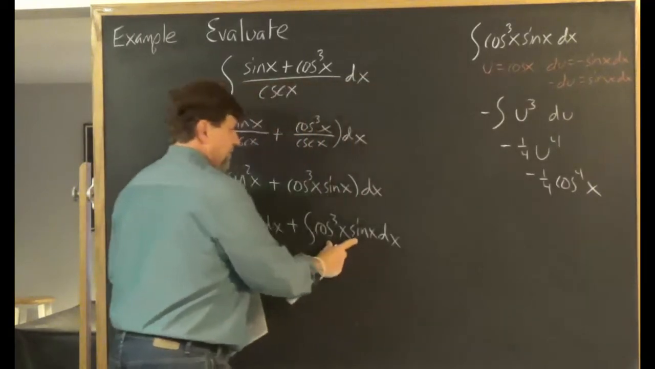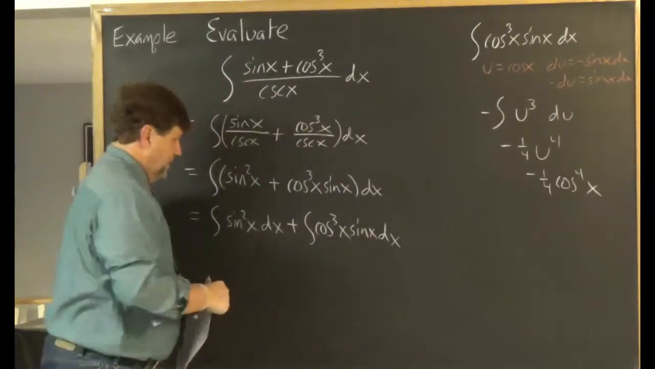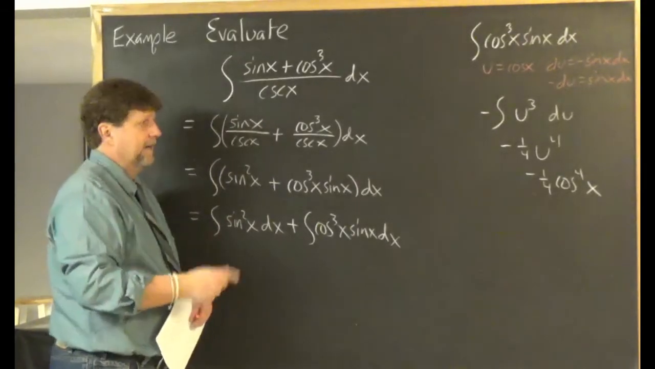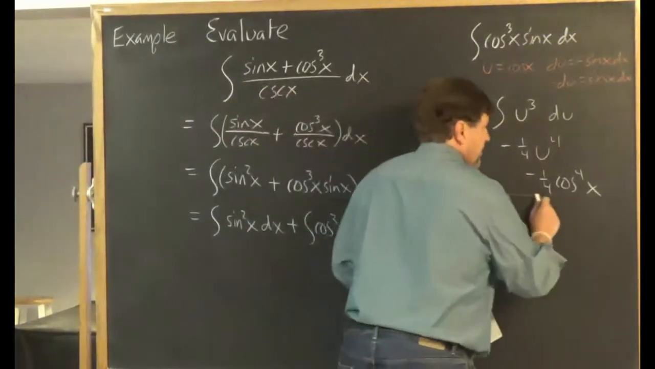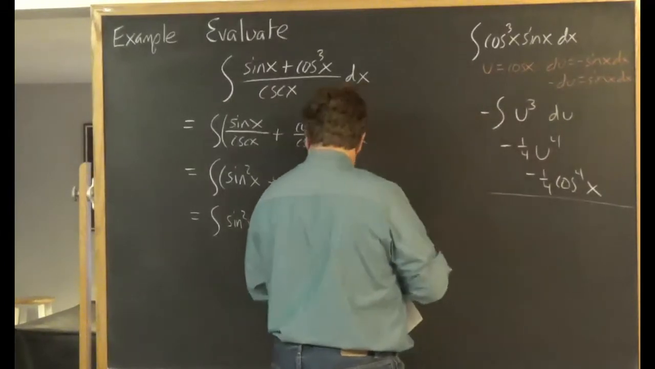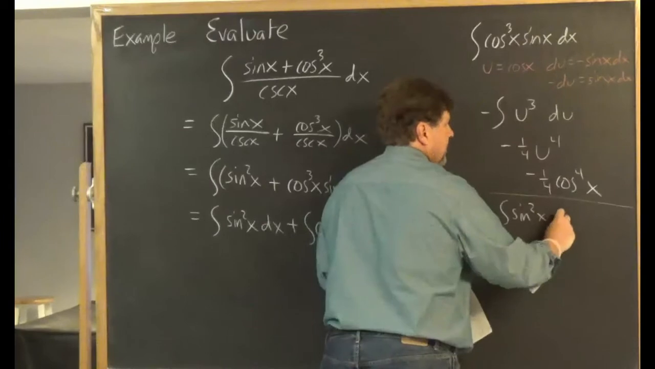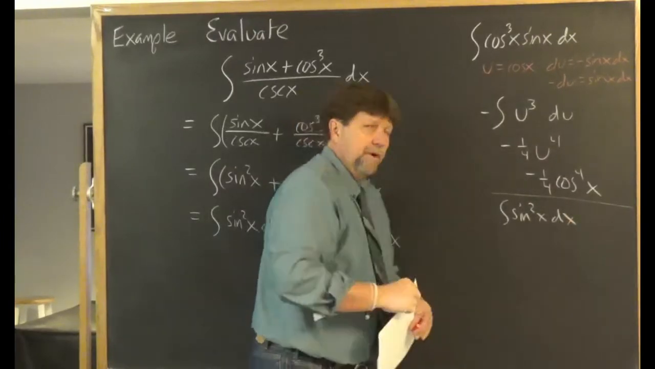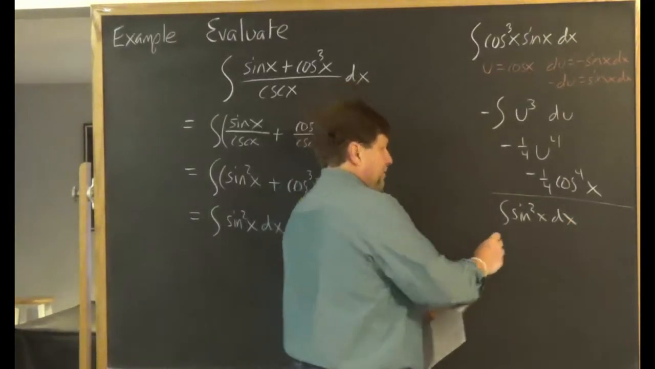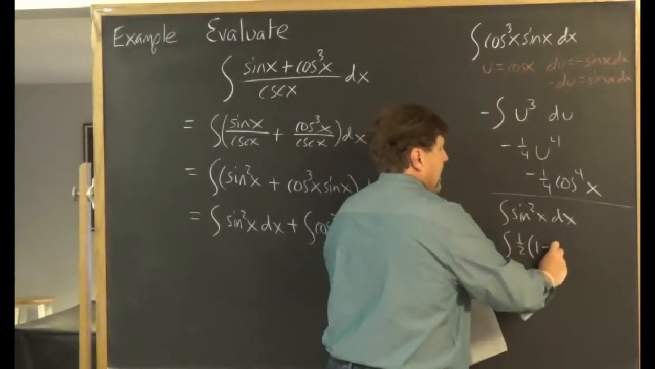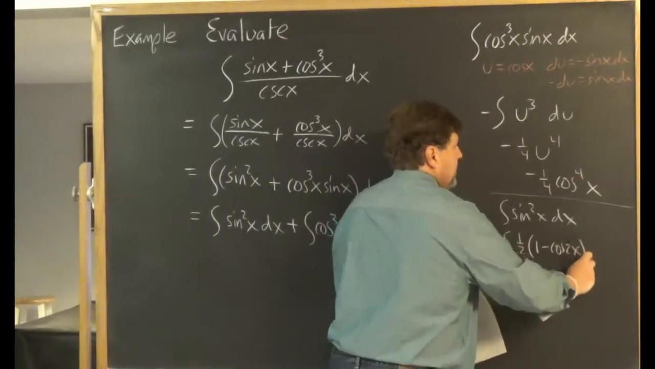Alright, so this one, done. The antiderivative of sine squared x dx. I reviewed this before we left the slides, so let me pull it over here to attack it. This is one where you use that power reducing identity: sine squared x is 1/2 times 1 minus cosine 2x.